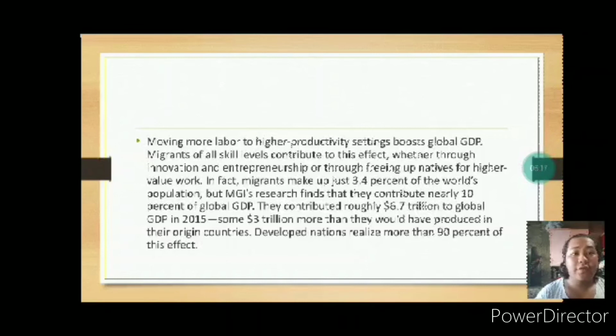In fact, migrants make up just 3.4% of the world's population, but MGI research finds that they contribute nearly 10% of global GDP. They contributed roughly $6.7 trillion to global GDP in 2015, some $3 trillion more than they would have produced in their origin countries. Developed nations realize more than 90% of this effect.